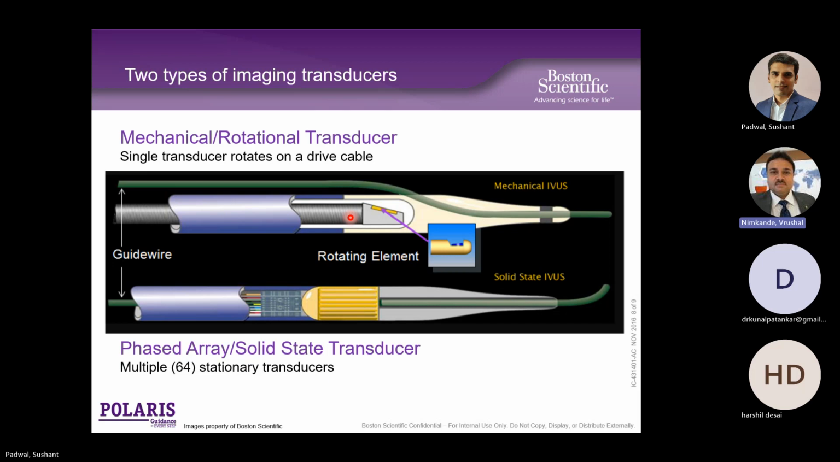The advantage of a mechanical transducer is that there is no blind spot in the entire cross-section image of the IVUS, whereas in a solid state transducer, there is a 6 degree blind spot between the two elements. That 6 degree blind spot is corrected by the computer automatically. So that's the reason the image quality, if you compare the solid state and the mechanical transducer, is way different.